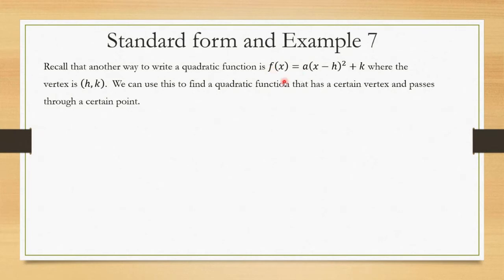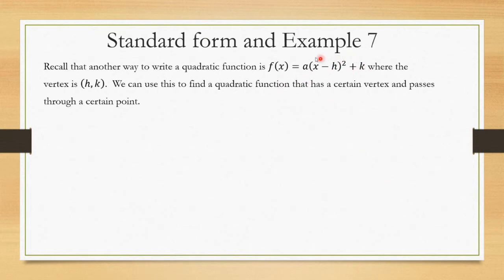Namely, you have f of x equal to a times (x minus h) squared plus k. Remember, the point (h, k) is the vertex. Remember, that's where the graph changes direction. The a here, if it's positive, the graph opens upward. If it's negative, the graph opens downward.